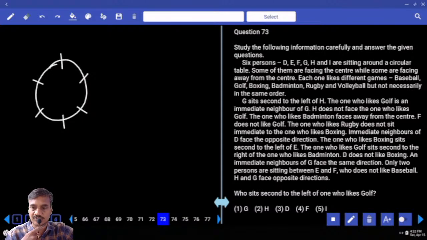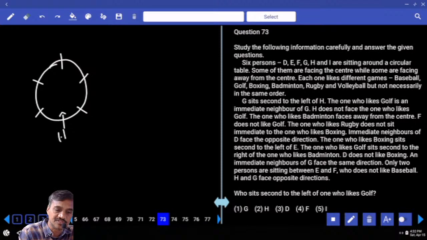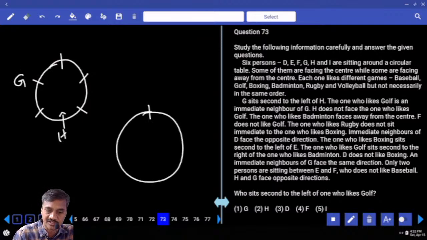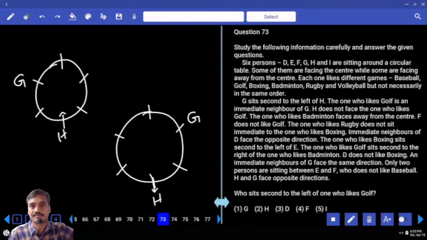And what are the possibilities we have? G sits second to the left of H. Now if H is facing the center, now G sits second to the left of H. Now in the second case, G sits second to the left of H, 1, 2, 3, 4, 5, 6. Now H is away from the center. Now G sits second to the left of H. Then H can be either towards the center or away from the center.